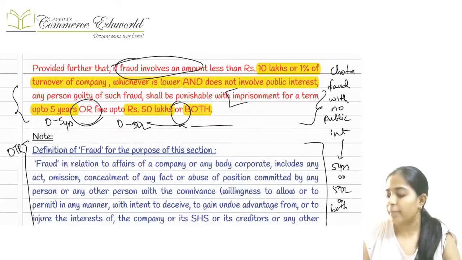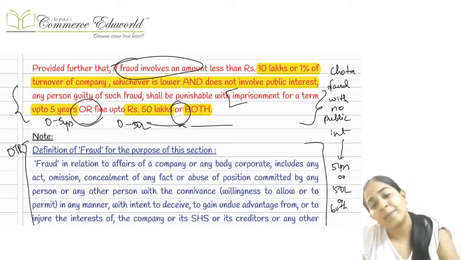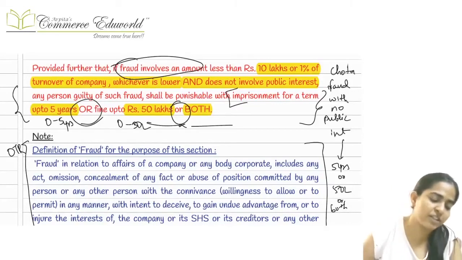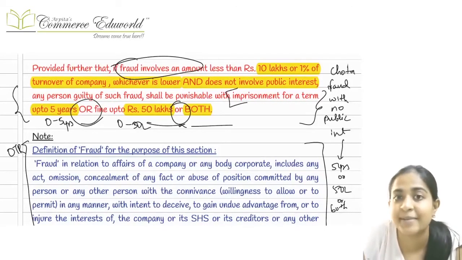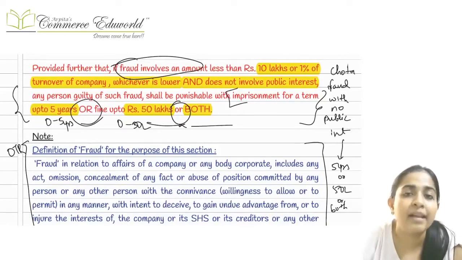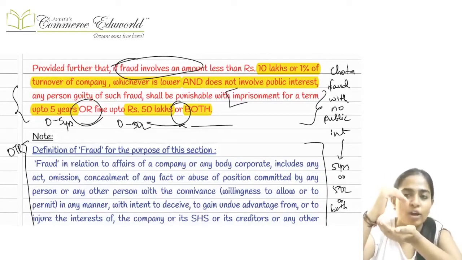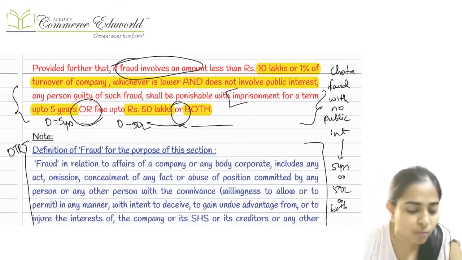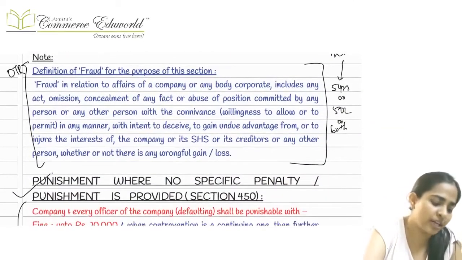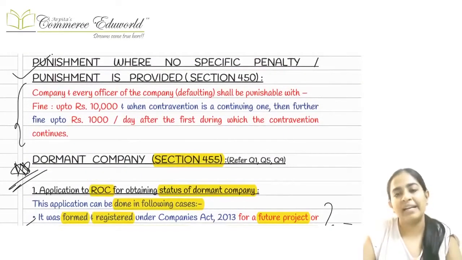So here that person will be punishable with imprisonment up to 5 years or fine up to rupees 50 lakhs or both. This becomes a compoundable offense, because the word used here is 'or', and the imprisonment is not mandatory. And it never involves public interest. Just try to understand here, the fraud amount is small, so the MCA, the Ministry of Corporate Affairs, assumes that the fraud involved here does not involve any public interest.